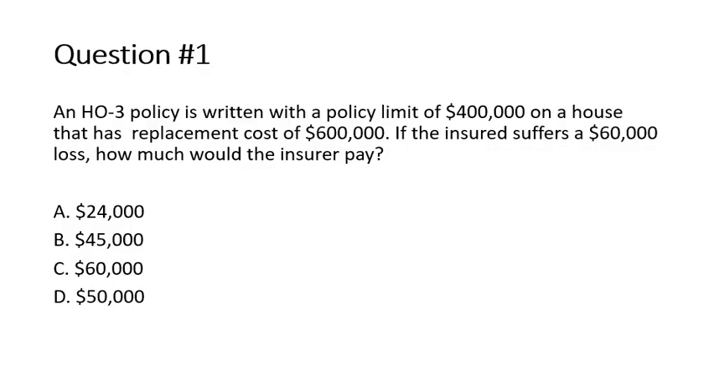I'm going to read the question first. It's going to relate to a homeowner's policy. So an HO3 policy is written with a policy limit of $400,000 on a house that has a replacement cost of $600,000. If the insured suffers a $60,000 loss, how much would the insurer pay? I'll let you take a look at that just for a moment.